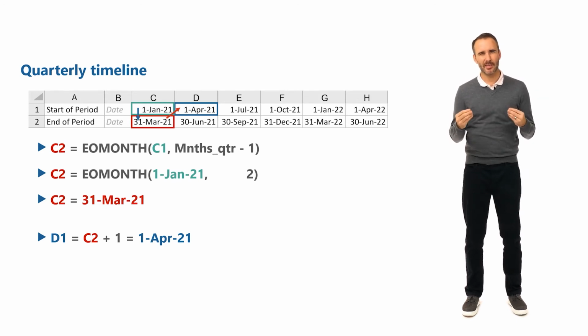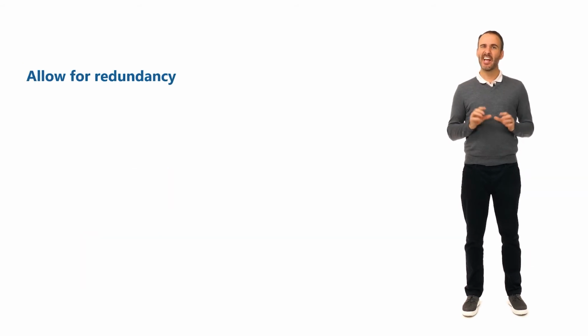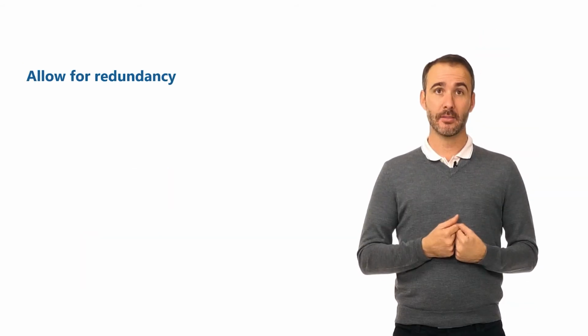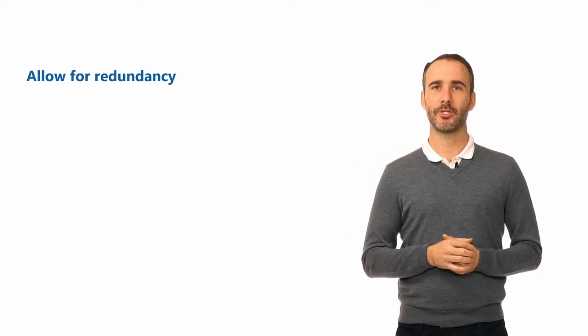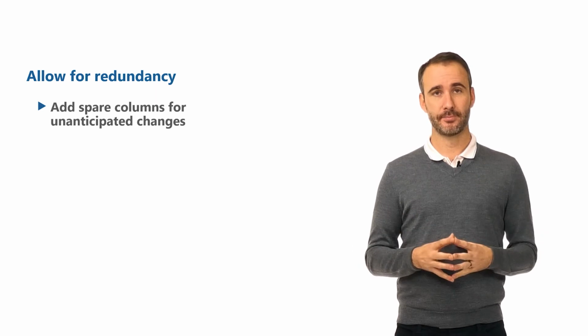You may now be asking, well, how long should a model timeline be? Good question. And the answer is, it depends on the duration of the project or the investment. But it's wise to always leave a little bit of spare room in case things don't go quite to plan. As some guidance, if you have a 5-year project, perhaps take the model out to, say, 7 years.